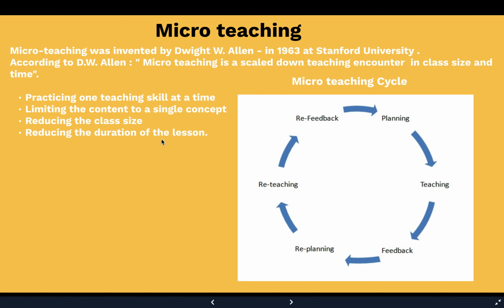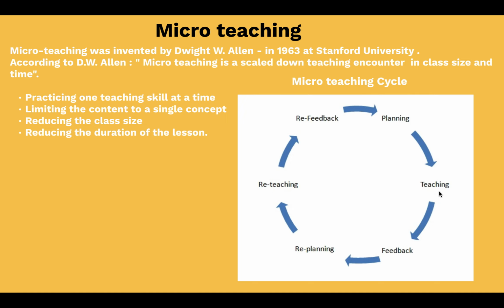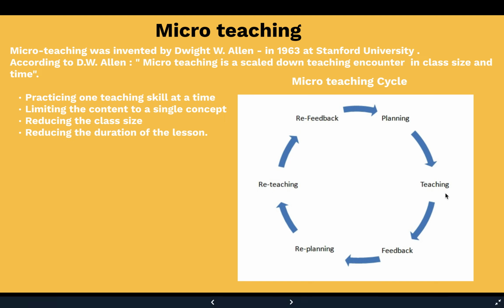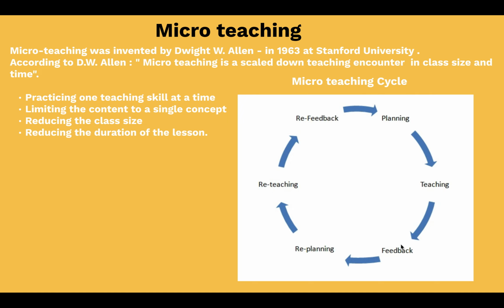Here you can see the micro teaching cycle. We have planning, then teaching, that is, they plan a lesson and then teach it, and then feedback, that is how the session went, how good it was, and what areas the teacher trainee should focus on. Then replanning, reteaching, and re-feedback, and this process goes on and on. That is the micro teaching cycle: planning, teaching, feedback, replanning, reteaching, re-feedback.